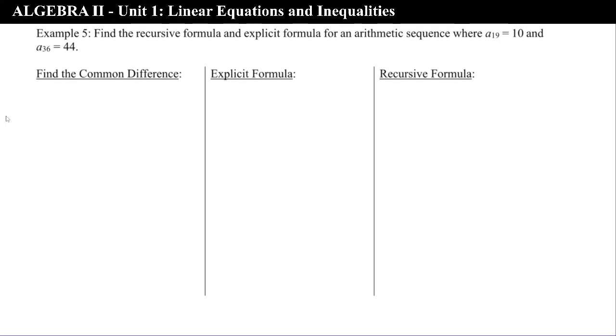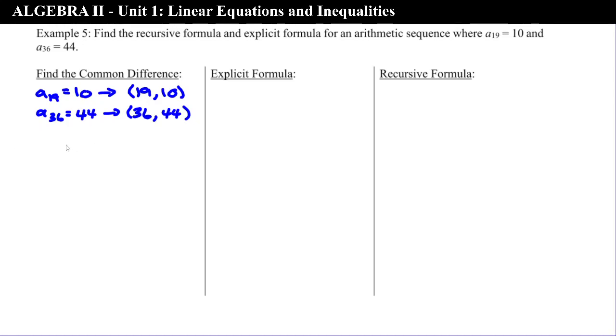Okay, so in example 5, we want to find the recursive formula and explicit formula for an arithmetic sequence where a sub 19, or our 19th term, equals 10, and our 36th term equals 44. All right, to find the common difference, we're already given our y sub 2, y sub 1, x sub 2, and our x sub 1. Because we have 2 terms, we have 2 points to work with. A 19 equals 10 is just another way of saying we have x equals 19 and y is 10. And then a 36 is 44. That means our x is 36 and our y is 44.